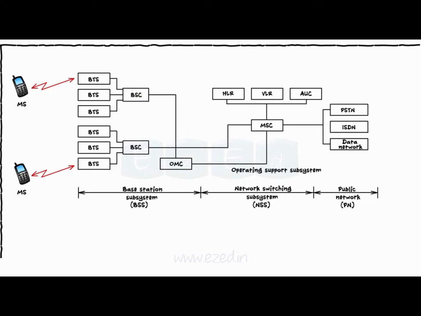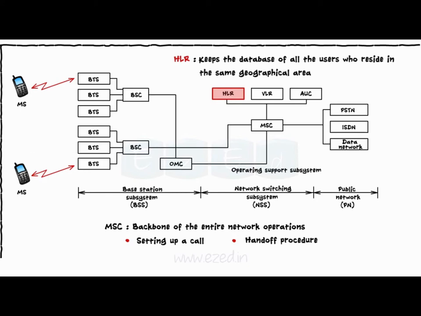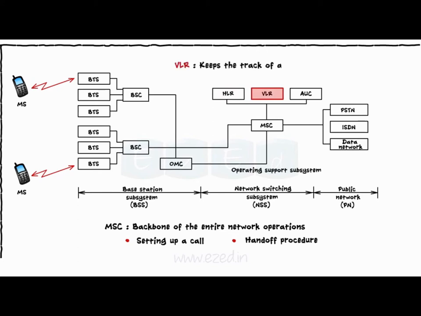Network and switching subsystem, NSS. This system mainly contains MSC. MSC is the backbone of the entire network. It controls all the operations from setting up a call till the handoff procedure. Other blocks of NSS are HLR, Home Location Register, which keeps the database of all the users who reside in the same geographical area. VLR, Visitor Location Register, keeps the track of all the users who are visitors for that particular geographical area, mainly roaming customers.